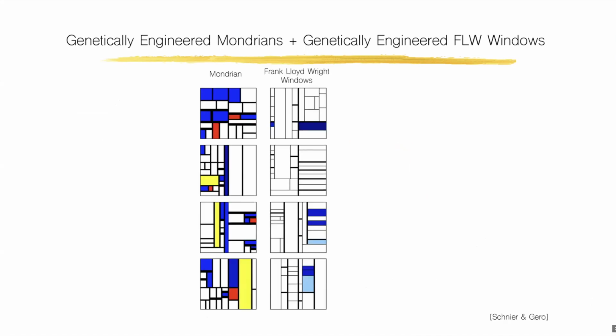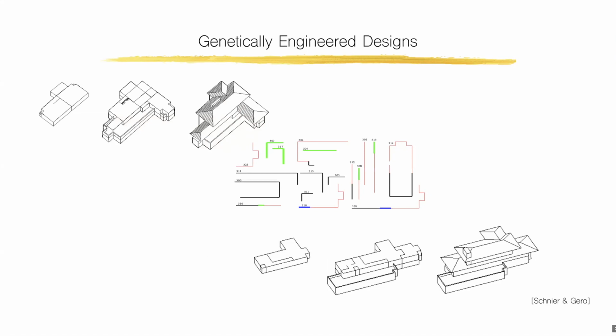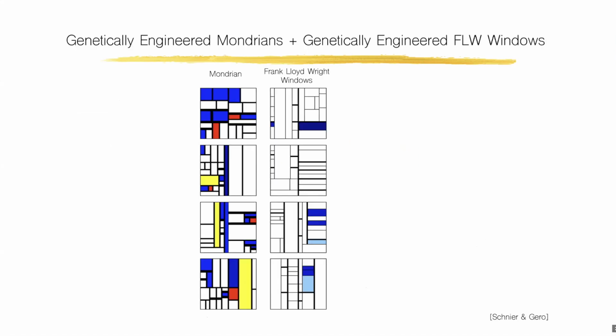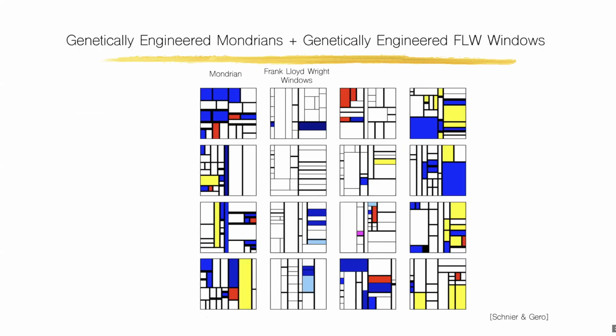So on the left-hand side are genetically engineered Mondrian paintings. They're fairly garish compared to what Mondrian produced. In the middle are Frank Lloyd Wright windows, genetically engineered. And what we're interested in is what happens if you let Mondrian and Frank Lloyd Wright mate. Well, I'm not talking about the people, I'm talking about the genetically engineered genes. And what you get are Flandrians.